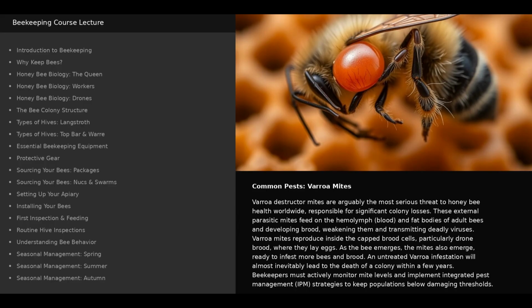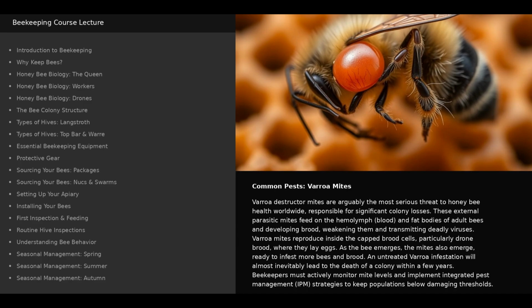Varroa mites reproduce inside the capped brood cells, particularly drone brood, where they lay eggs. As the bee emerges, the mites also emerge, ready to infest more bees and brood. An untreated Varroa infestation will almost inevitably lead to the death of a colony within a few years.